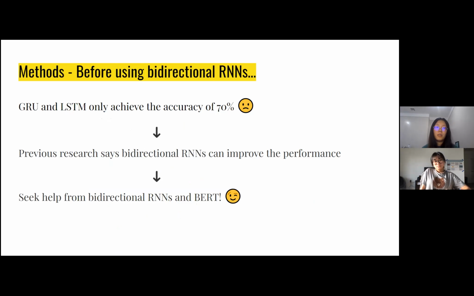The next part is the modeling part. At the beginning, we thought that we could use GRU and LSTM to solve the classification problem. However, no matter how we modified our architecture, the highest accuracy we could achieve was only 70%, which is really low compared to our goal of 83% accuracy. So we sought help from the previous work. We found that bidirectional RNNs can improve our performance. Therefore, in this project, we decided to use bidirectional RNNs and BERT.